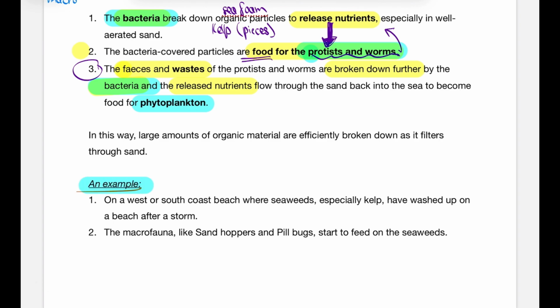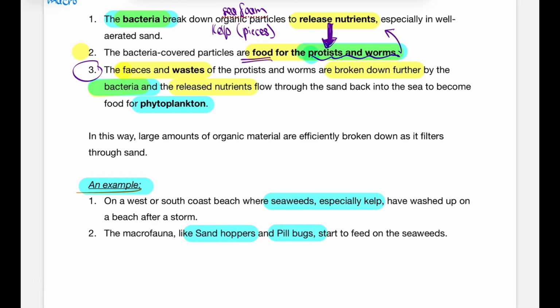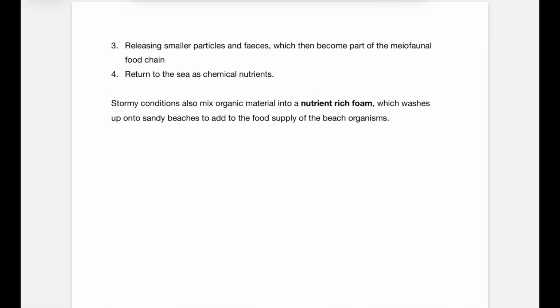So we have our organic particles like kelp that has washed up on the shore. Then remember, we've got our macrofauna, our larger animals, sandhoppers and pearl bugs. They will then feed on that seaweed. Right, and then again, those pearl bugs will release smaller particles and feces, which become part of the meiofaunal food chain, meaning the bacteria get a hold of it again to release more nutrients. Okay. All right, and then we spoke about the nutrient-rich foam and so on.